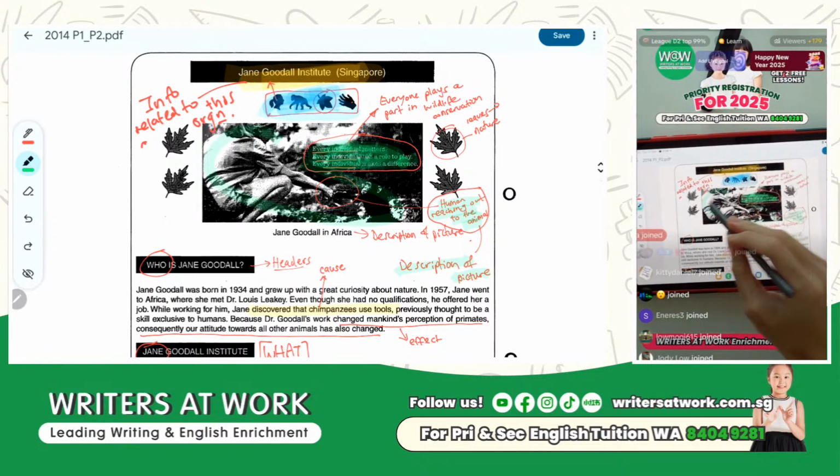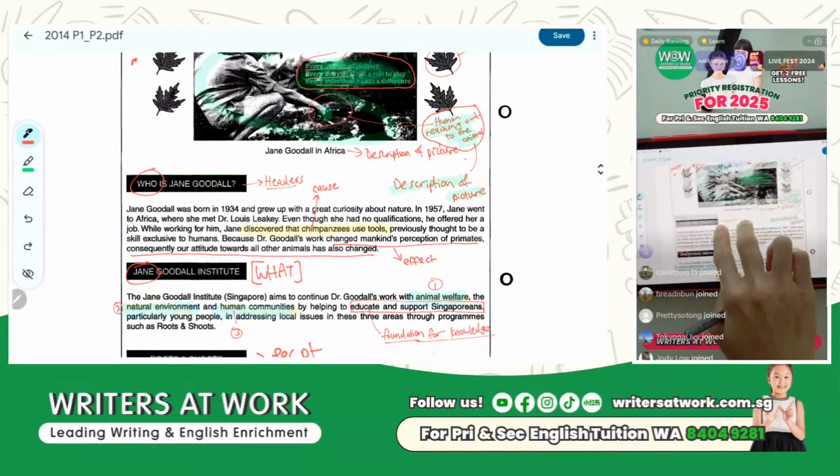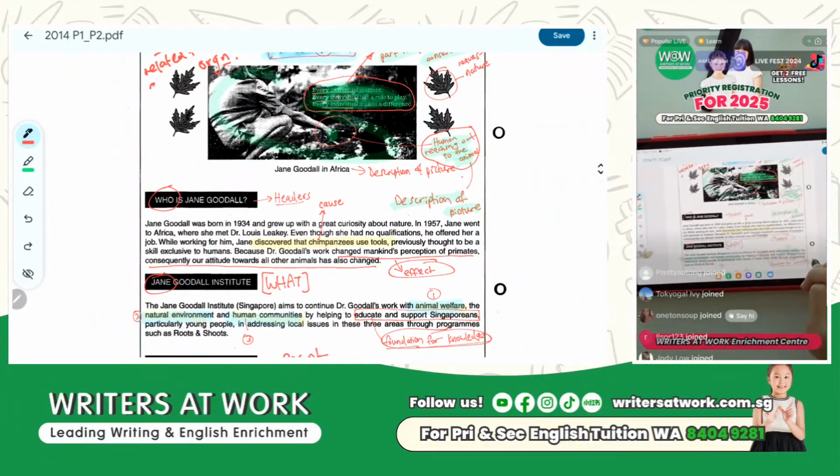Okay, if we look closely, it talks about how everyone needs to play a part in doing this, reaching out to the animals. So here is the explanation, the link to the picture. And therefore, you can see when everyone plays a part, that's why they need this Jane Goodall Institute to create that kind of foundation for wildlife so they can harness that potential where everybody plays a part for the better and greater cause.